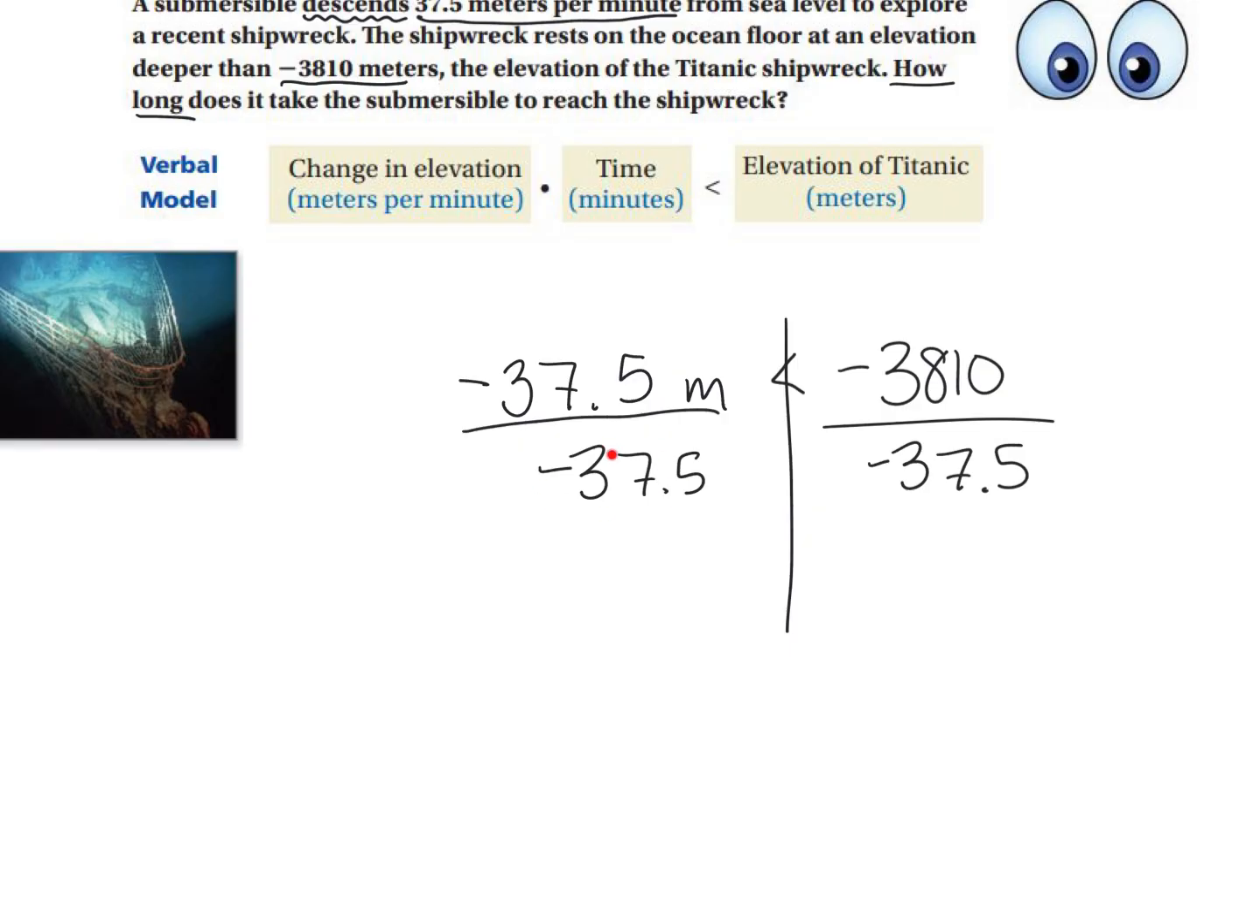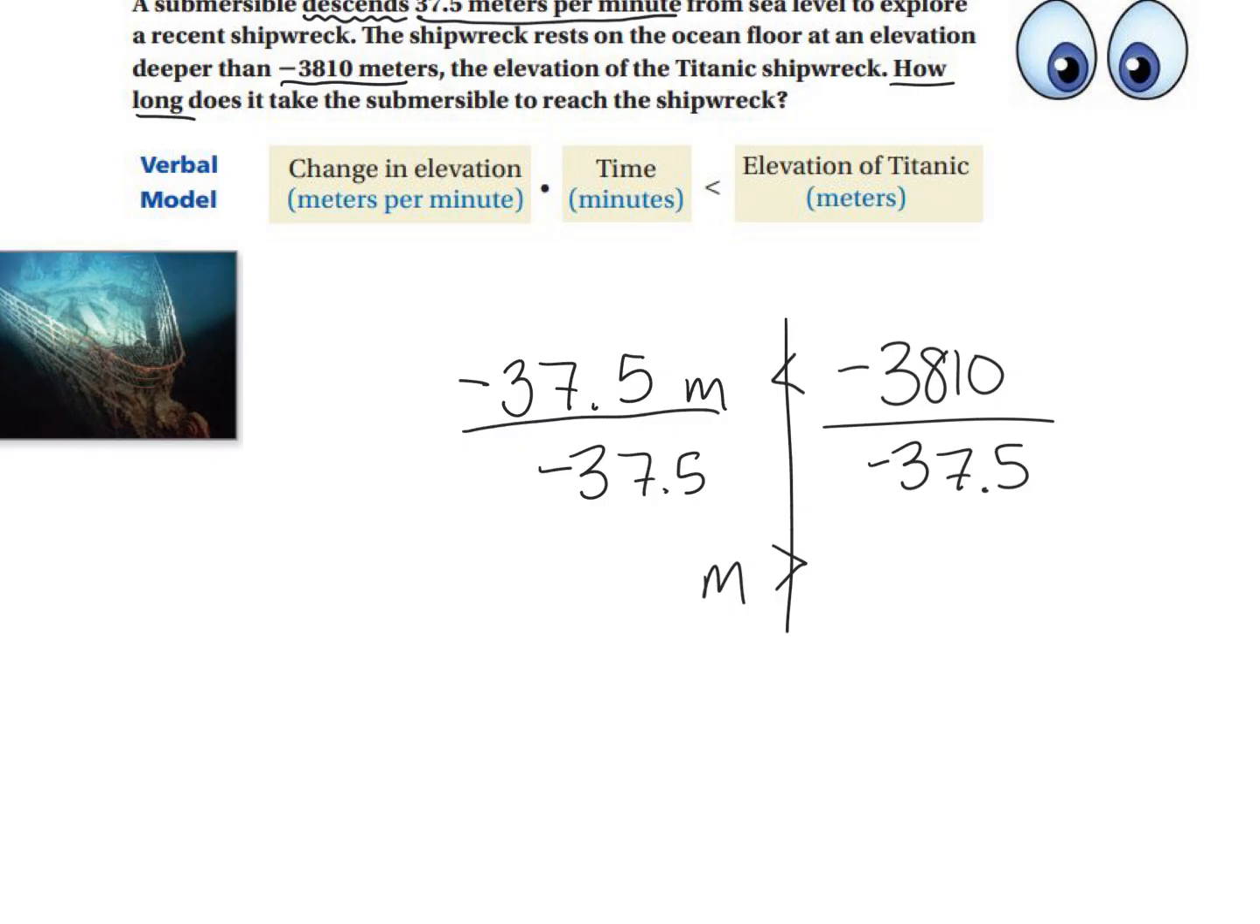Because I'm dividing by a negative, automatically in our heads we should be thinking, flip my sign. This kind of makes sense in this case if we think about it, like we want our minutes to be greater than a certain number, because the more time we spend going down, the deeper in the ocean we're going to get, which makes sense.